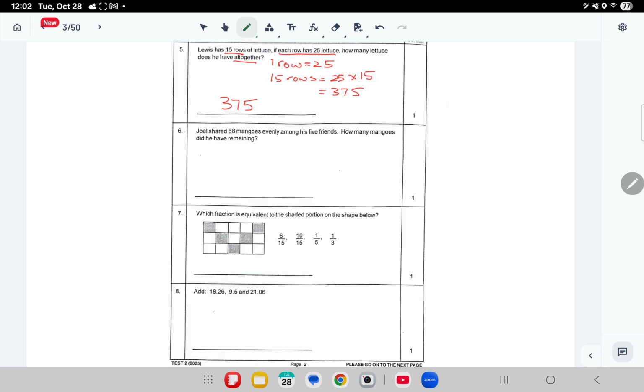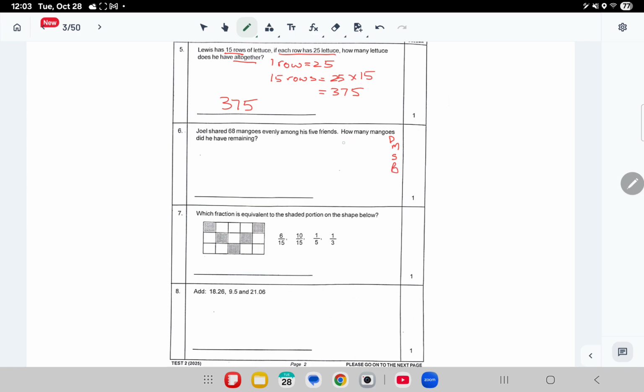Joel shared 68 mangoes evenly among his 5 friends. How many mangoes did he have remaining? So he evenly divided it among 5 friends. So that means each one of them got the same amount, and then they want to calculate the remainder. To calculate the remainder, it's very simple. We could use the long division method. Long division here, we know the steps in dividing is to divide, multiply, subtract, bring down.